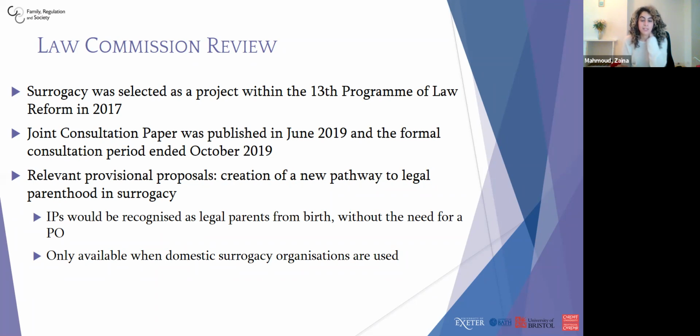This new pathway will not be mandatory. Parties will still be able to make their own surrogacy arrangements privately without needing to go through regulated surrogacy organizations. But if they do so, they lose the advantage of being legal parents of their children from birth. They'll have to use the old pathway and apply for a parental order under the current laws instead.